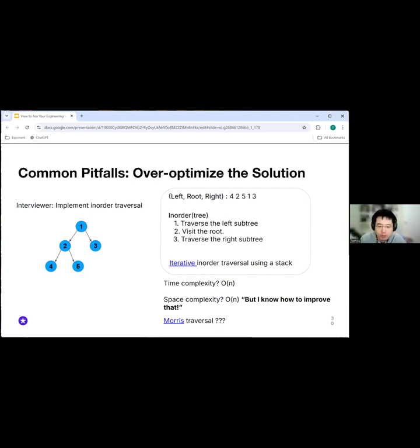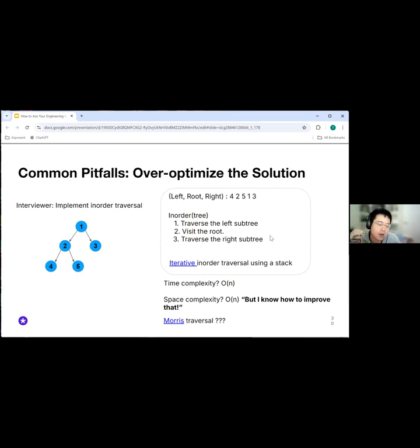All right. Due to time limit, I'm not going to wait further. So if we follow the left, root, right order, the printing should be 42513.